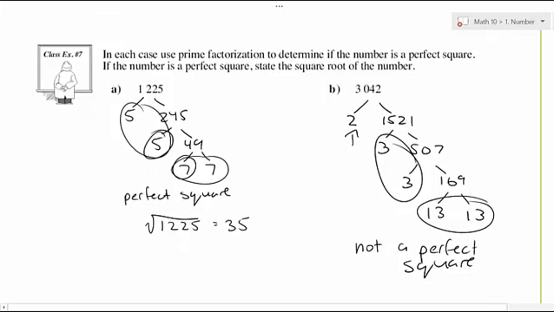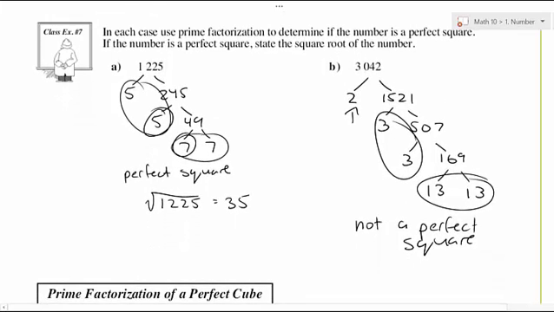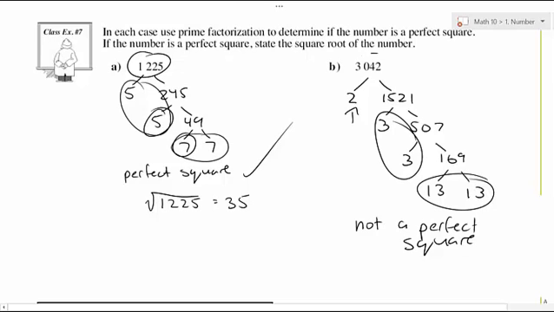All right? So now we can do that with these numbers. I have done it already. If it was 1,225, yeah, that is a perfect square. If it's 3,042, well, we've got a 2 here all by itself. So that is not a perfect square.